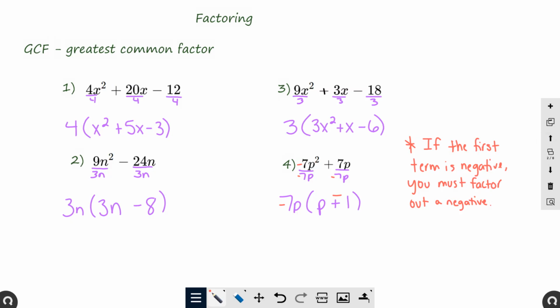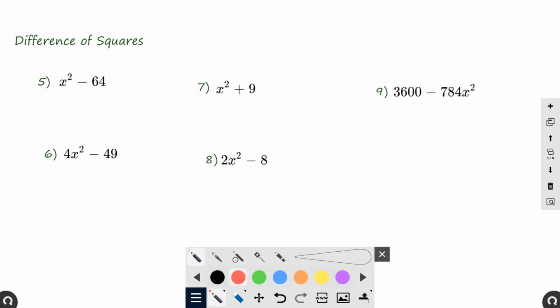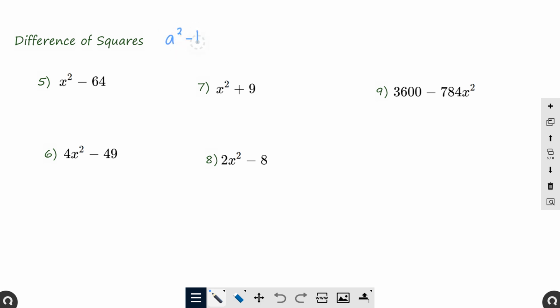All right, let's talk about our next set of problems, which is difference of squares. Here's the equation for difference of squares. It says if you have something like a squared minus b squared, that factors to a plus b, a minus b.